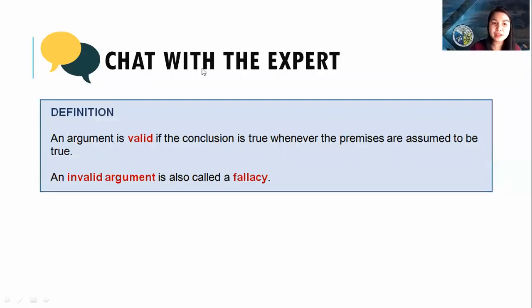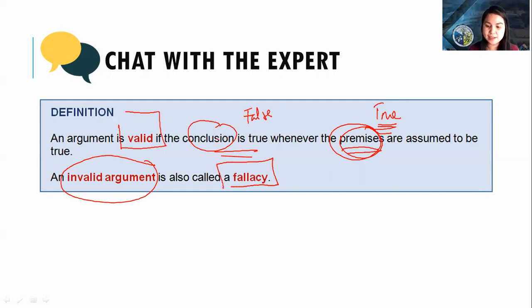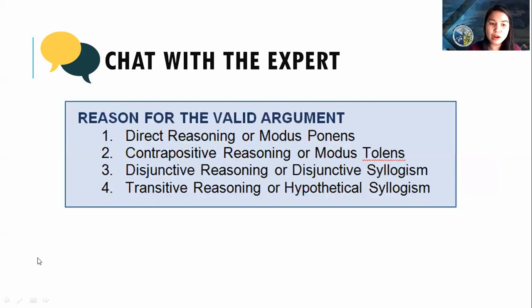Now this time, let's have the valid and the invalid argument. Now, how do you know that it is a valid argument, or what is a valid argument? A valid argument, we call the premises like sentence 1 and sentence 2. If the premises are all true and the conclusion is true, then we call that a valid argument. However, if the premises are true, but the conclusion is false, then we call it an invalid argument, or we call it a fallacy. Now, there are 4 reasons for a valid argument that you must consider today.